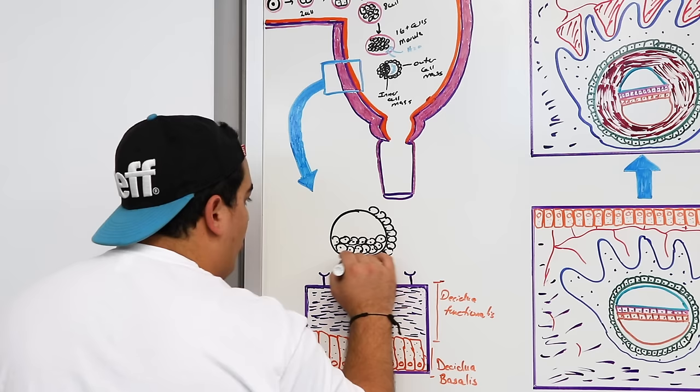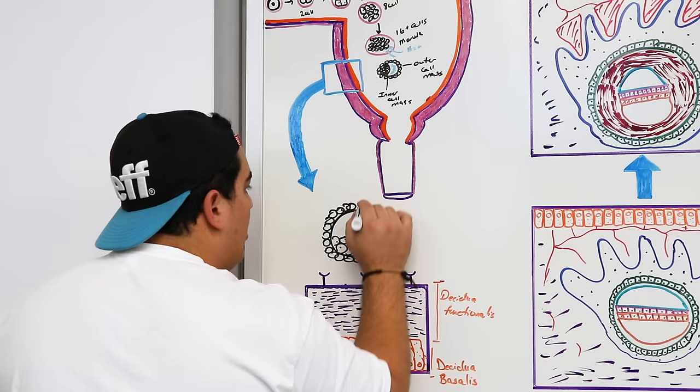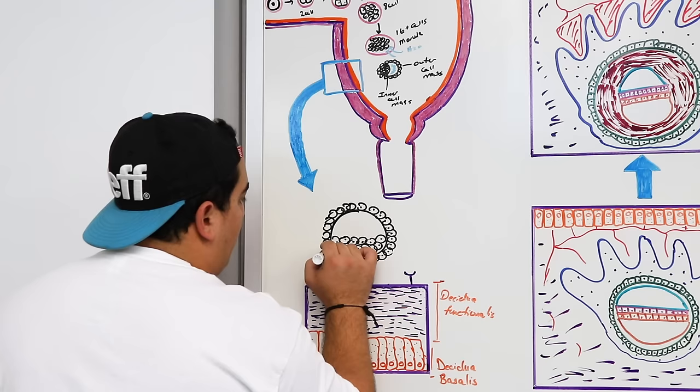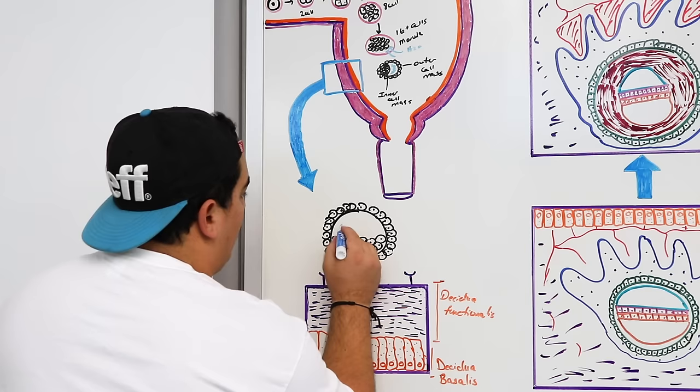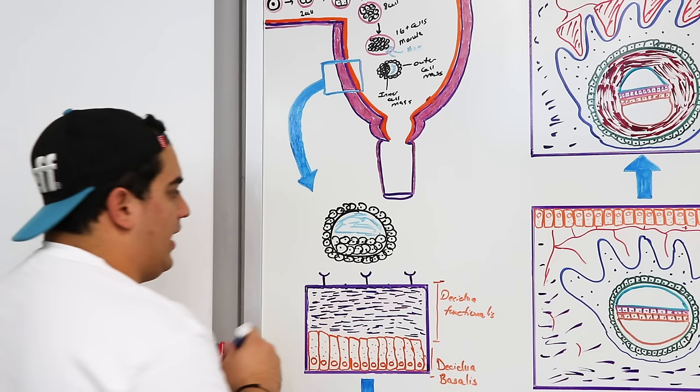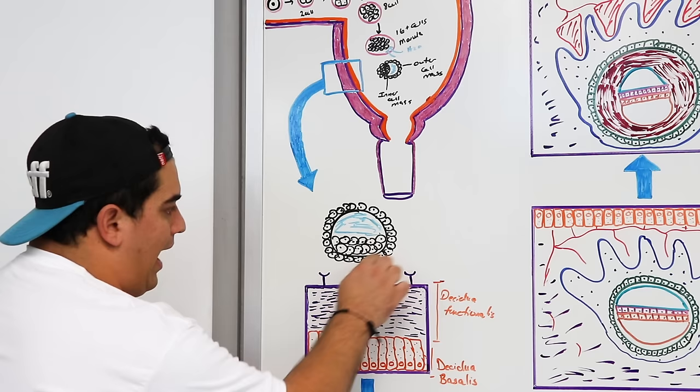For right now, just trust me that we're going to call this outer part here, this outer cell mass, the trophoblast. And then there's bunches of cells here inside of it, which are going to be sandwiched by all this fluid here, which is the blastocoel, which is where all this fluid is sitting here. This is actually going to be the inner cell mass of the embryoblast, right? So outer cell mass is the trophoblast. This inner cell mass is the embryoblast.